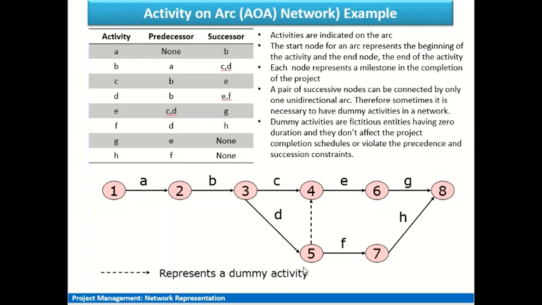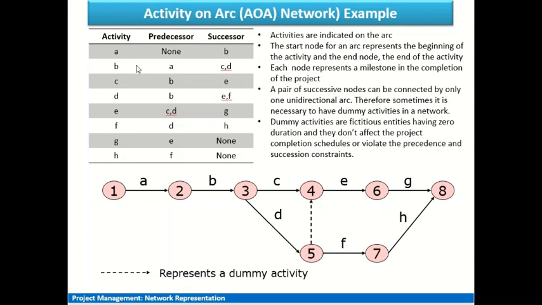They are just fictitious entities with zero duration, and they don't affect the project completion. It means the precedence and successor relation is not affected. For example, in our case, we have incorporated one dummy activity, which is denoted by a dashed line, just to fulfill the condition that there is only one arc connecting two nodes. We'll see this later on.